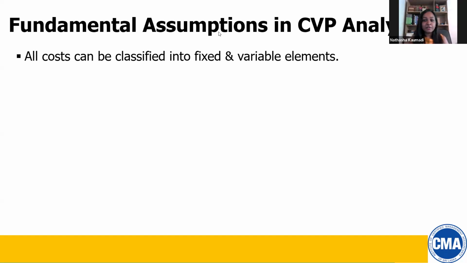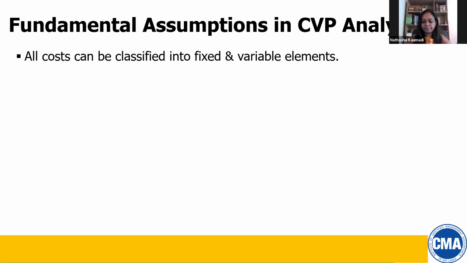Step fixed cost. Can we remember? It will be fixed for a certain range, and then suddenly cost is increasing, and then again fixed for a certain range, again increasing, like a step fixed cost. So there are different types of cost, but when you learn CVP analysis, we assume that all cost can be classified into fixed and variable components, right? That is the first assumption.